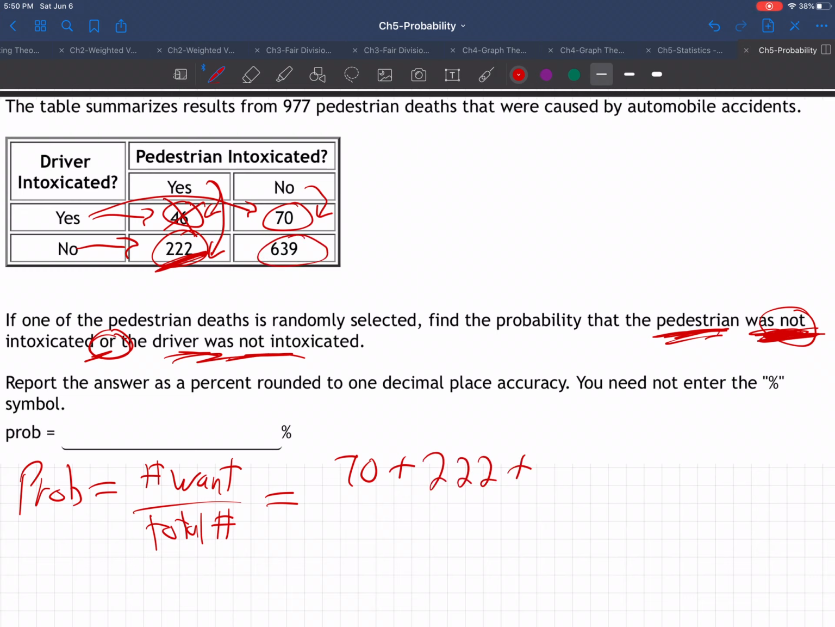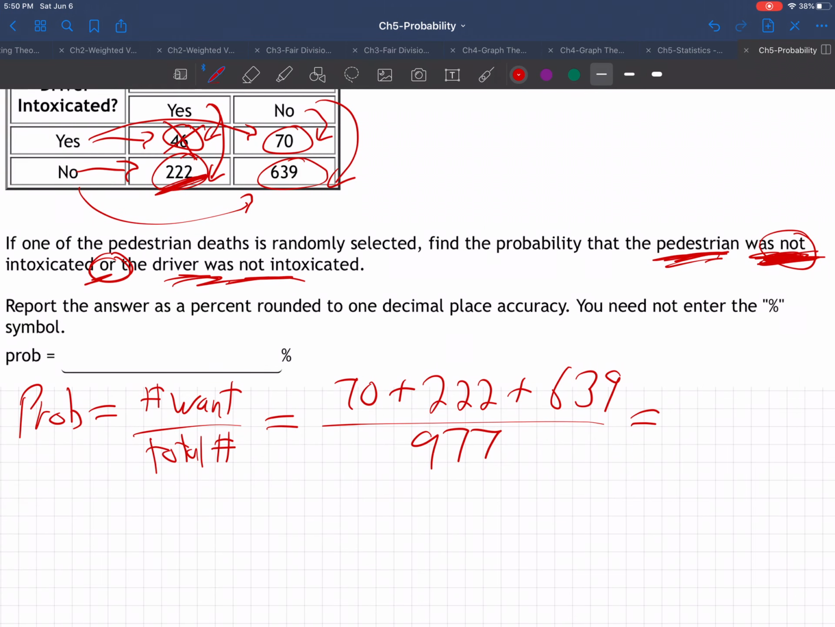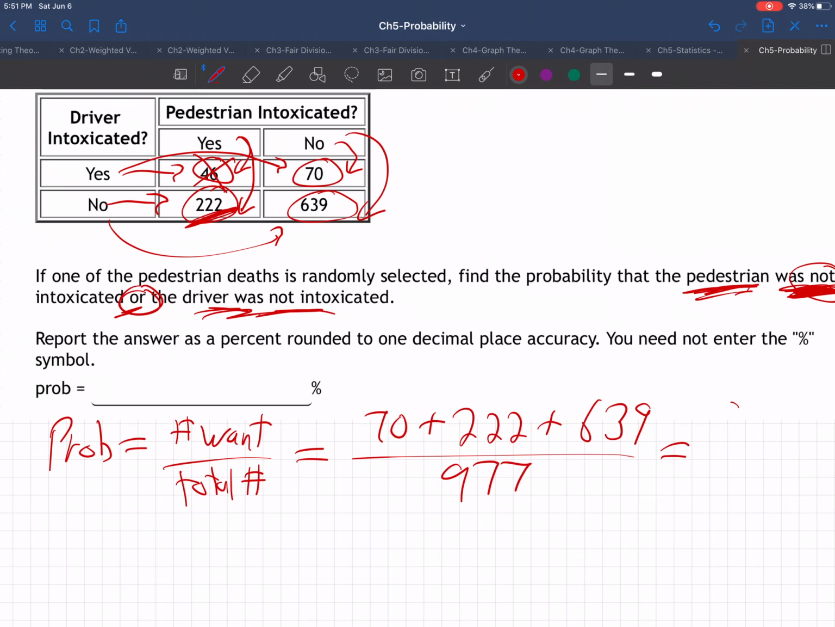Plus, what about the 639? No and no. Nobody's intoxicated, so we certainly want that. So all of those over the total 977, they gave us that right up here. So let's definitely use our calculator. These are some big numbers here. I'm getting 931 over 977.